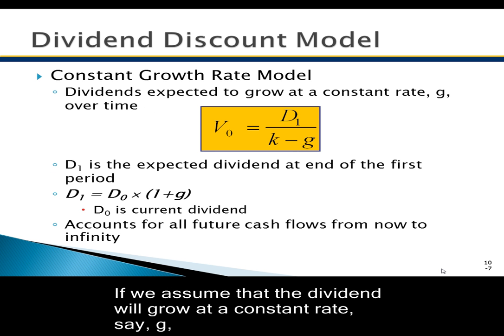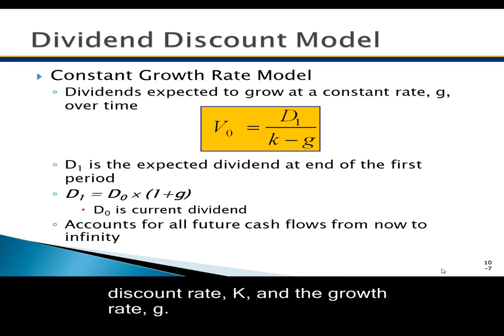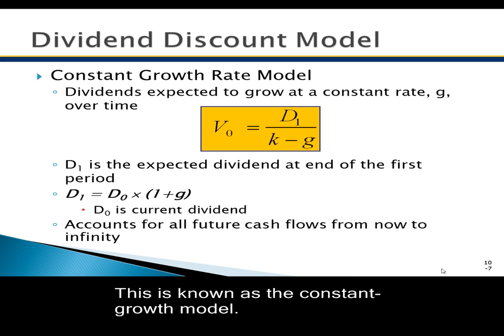If we assume that the dividend will grow at a constant rate, say G, then the stock price equals the next period dividend D1 divided by the difference between the discount rate K and the growth rate G. This is known as the constant growth model.